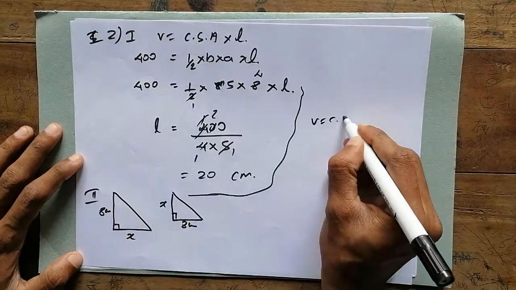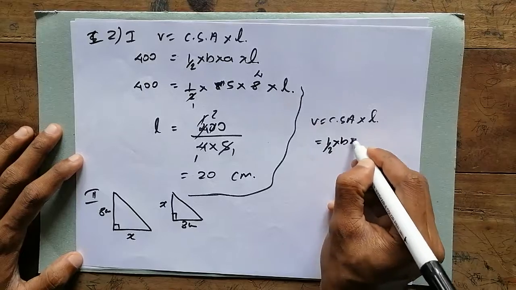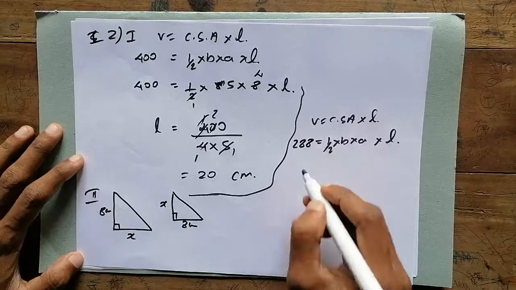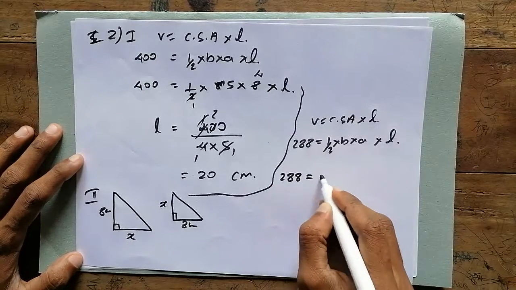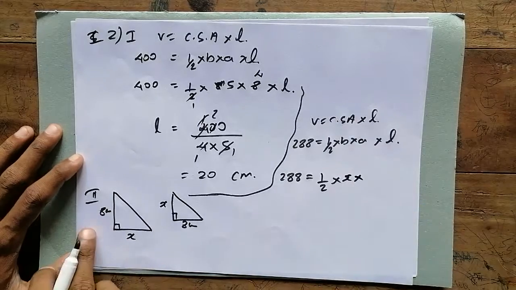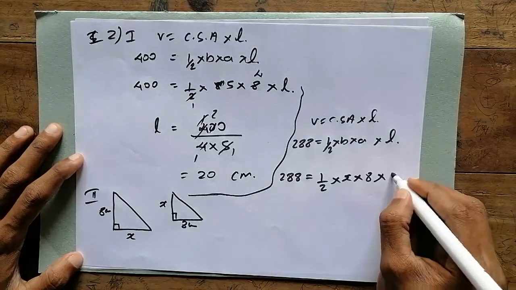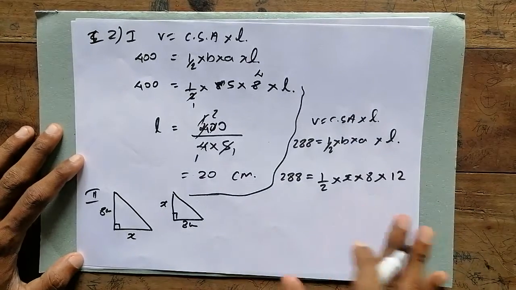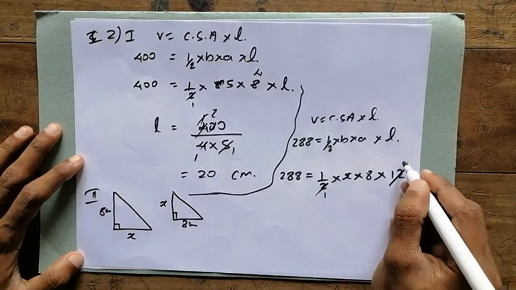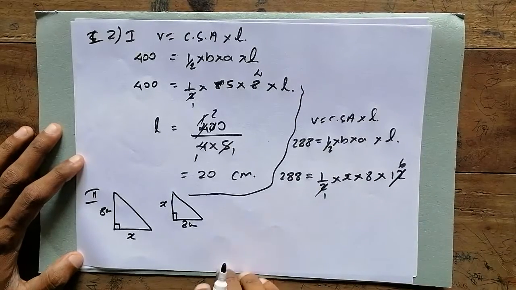So volume equals cross sectional area times length. So it is half times base times altitude times length. So the volume is given, 288. So 288 equals half times base, which is x. We need to find it. The altitude is 8 and the length, the height, is given as 12. So we can do a small simplification. 2 times 1, 2 times 6. Don't multiply 6 times 8, send it to the other side of the equation.